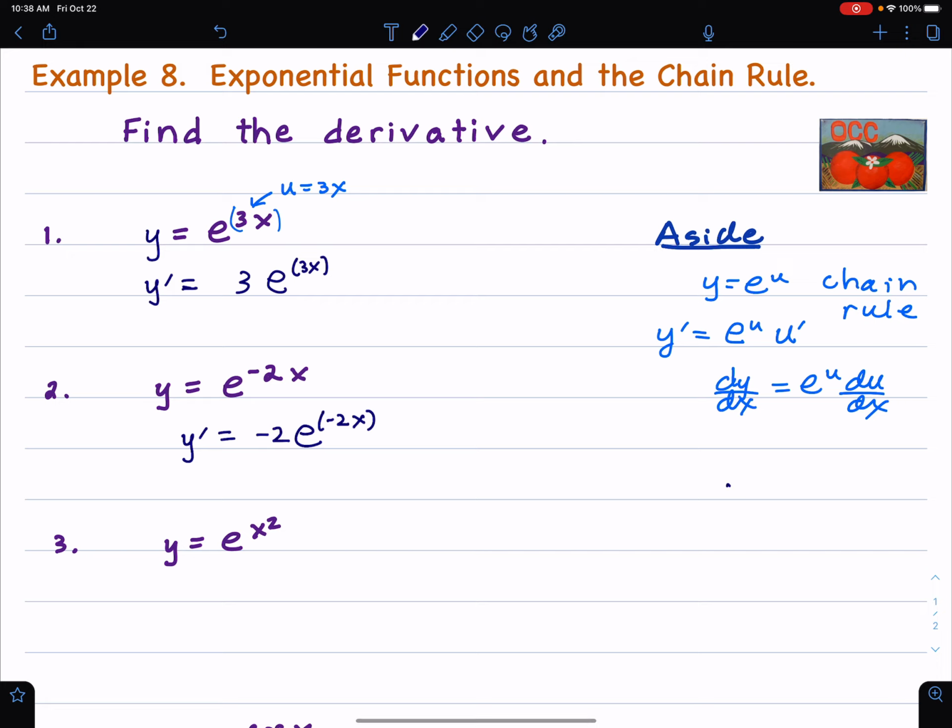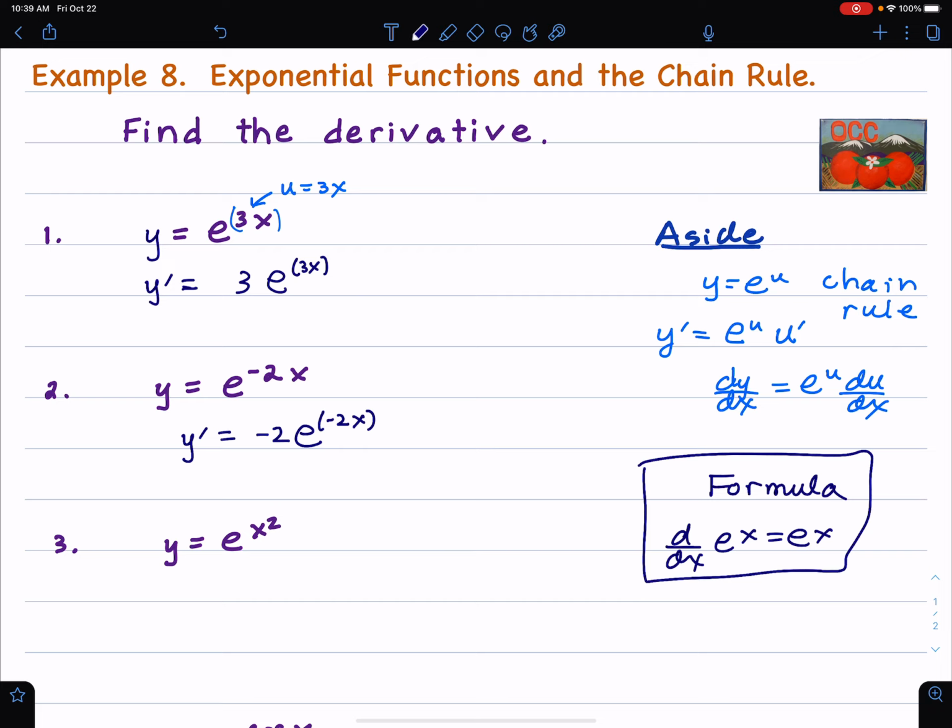So in general, we have this formula. I shouldn't even say in general. We just have a formula, which is the derivative of e to the x is e to the x. I didn't say that right out front because I'm assuming that's known, but I'll put that there, okay?